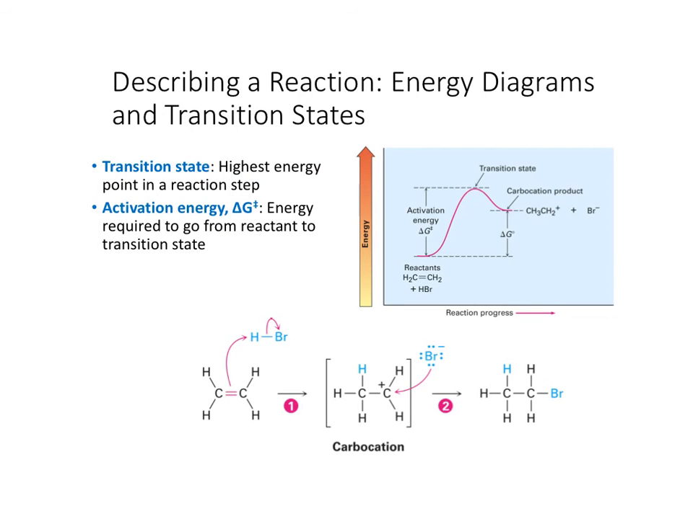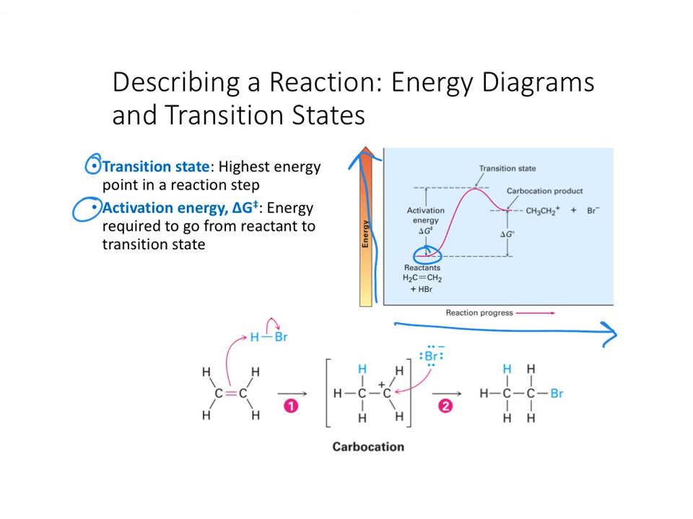Organic chemists like to use energy diagrams to show the energy changes in a particular reaction. So in these diagrams, we have energy on the y-axis, so the higher up along the y-axis, the higher the energy, and then on the x-axis, we have the reaction progress. So as the reaction is occurring over time, what is happening to the energy level? And then there are a couple terms you need to know: transition state and activation energy. Transition state is the highest energy point in a reaction step, and the activation energy is the energy required to go from the reactant to the transition state.